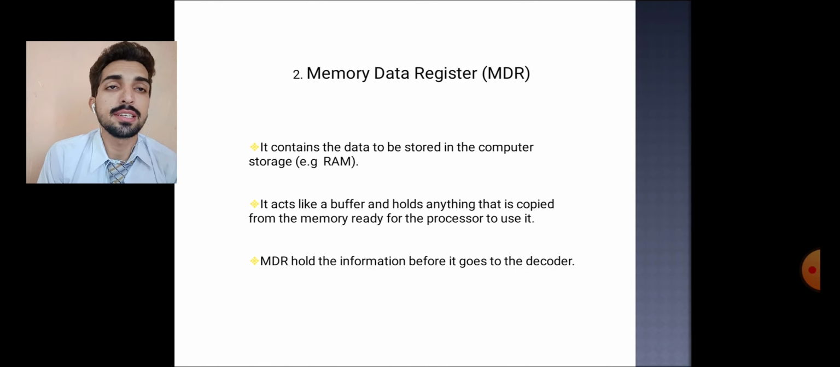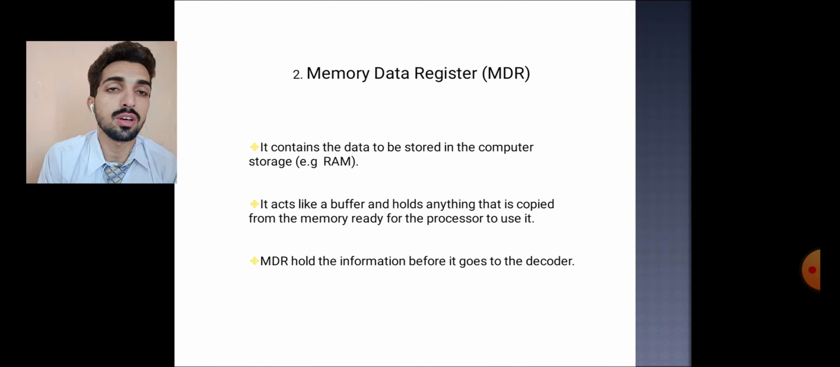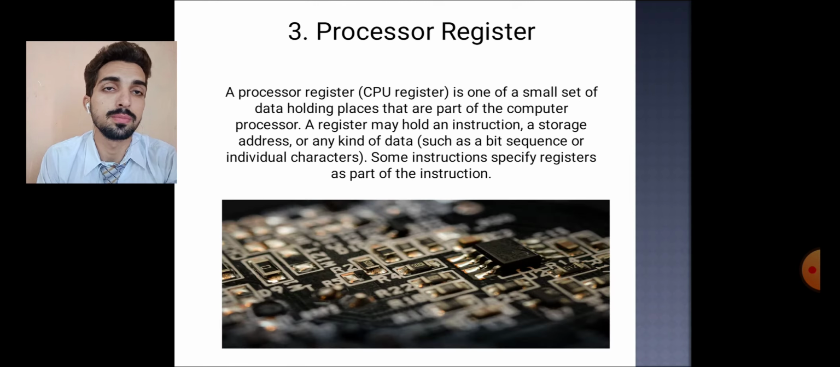Second, the memory data register, or MDR. It contains the data to be stored in the computer storage, or RAM. It acts like a buffer and holds anything that is copied from the memory, ready for the processor to use it. The MDR holds the information before it goes to the decoder.